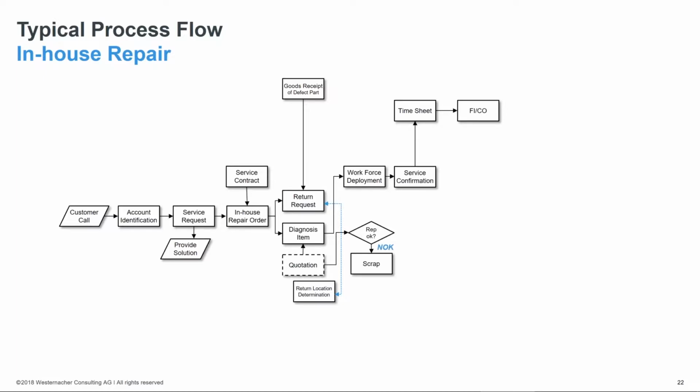If the part cannot be repaired, a standard process could trigger scrapping of the customer's part in the warehouse or trigger a return of the part to the customer. In case the customer accepts the quotation, the repair process can start. In a good scenario, estimated spare parts are already known at this stage.